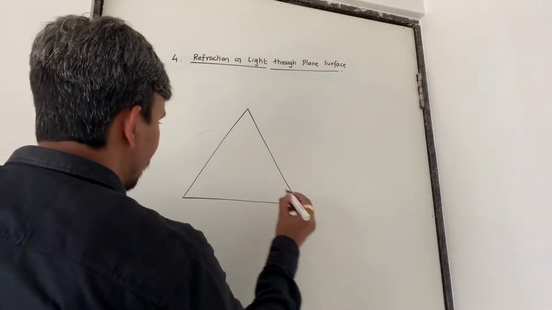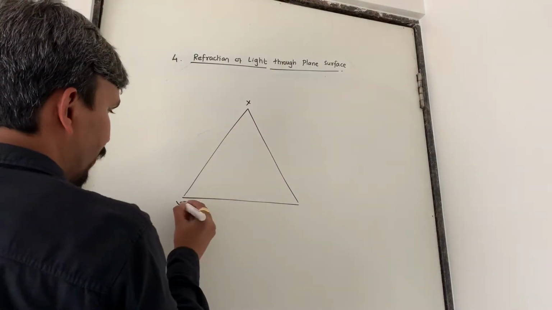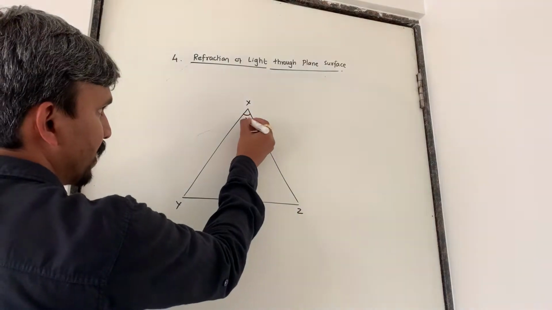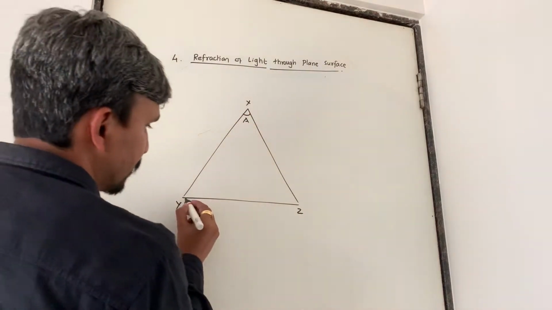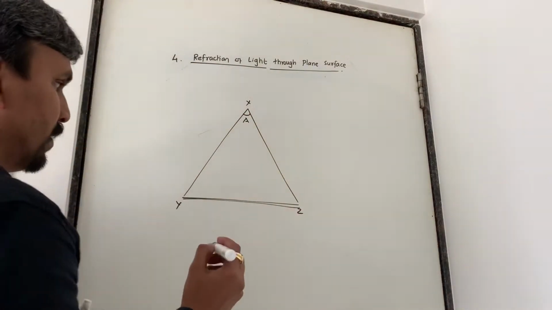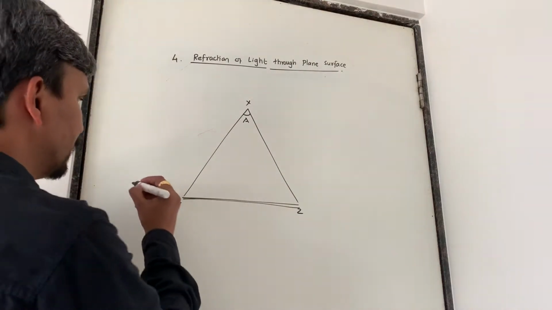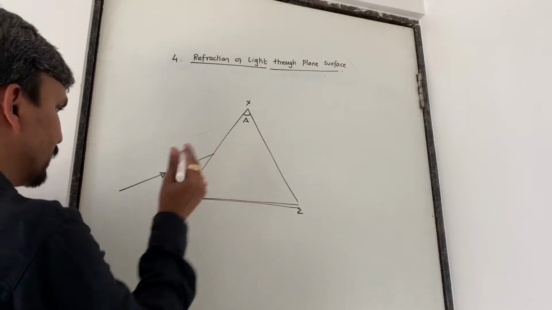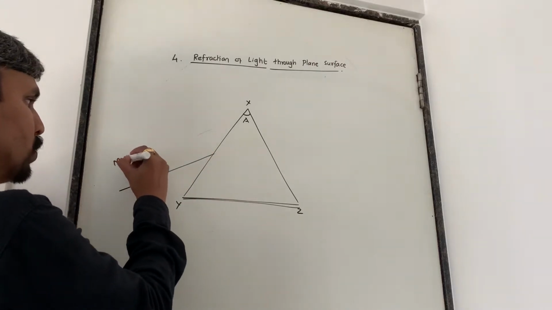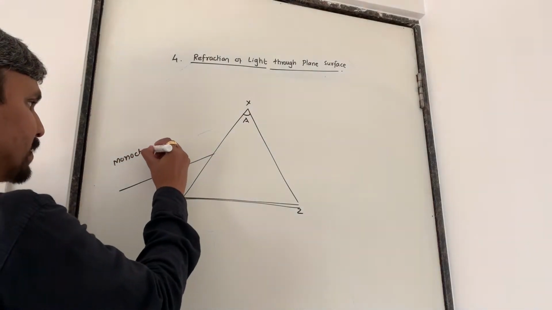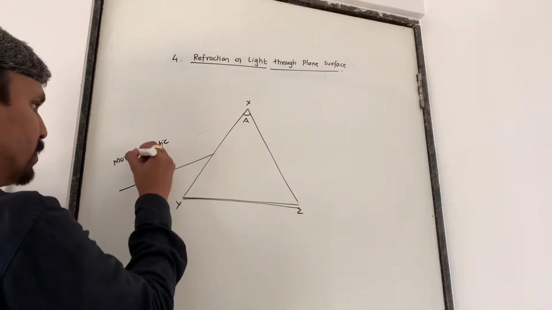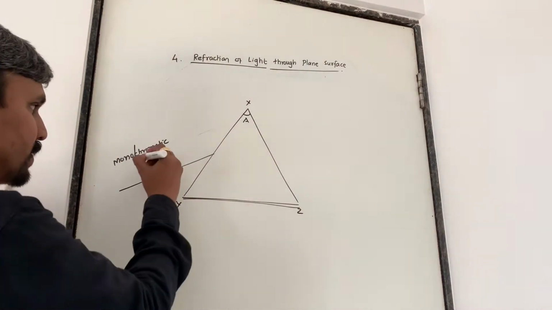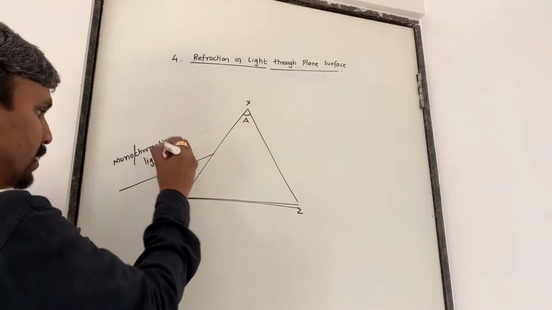So I will name this glass prism as X, Y and Z. Now this is called the angle of prism. This is the base of the prism. Now on this prism, this is my incident ray. But this incident ray is monochromatic light. Now what is mono? Mono is single. Chromatic is color. Single color light is incident on this part.